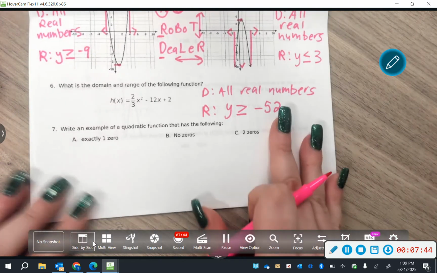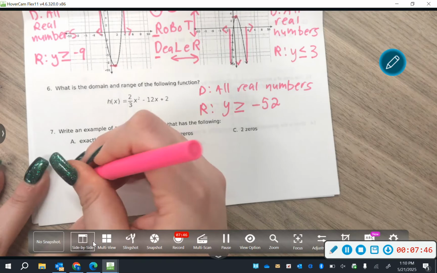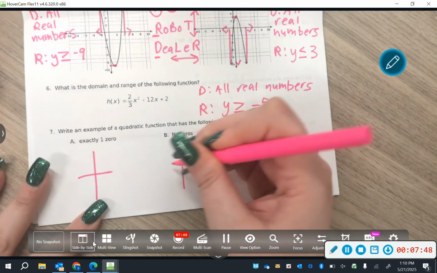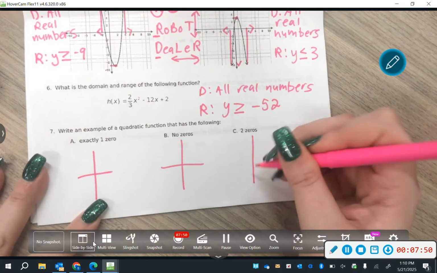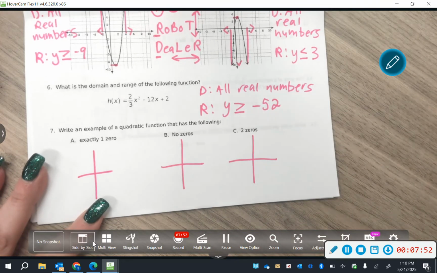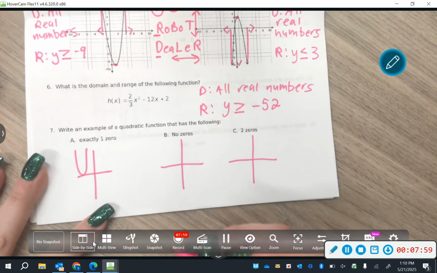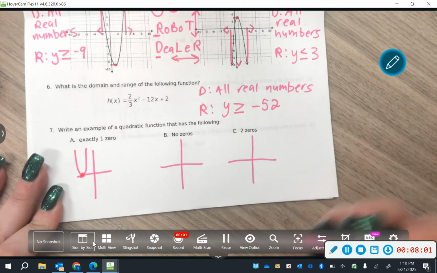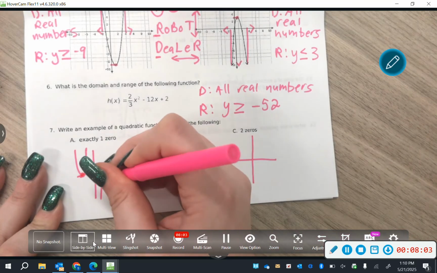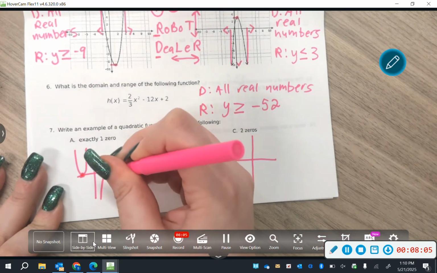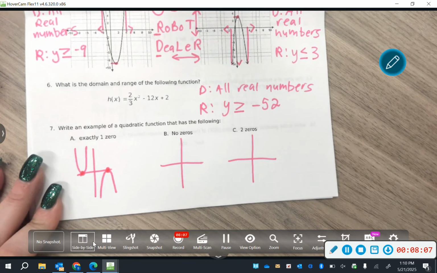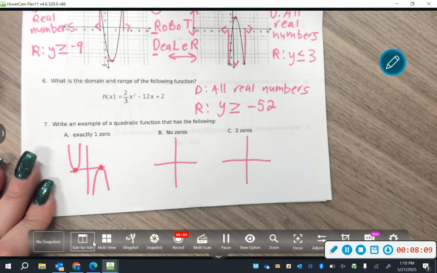On the bottom, at least here's what I had my kids do, is just sketch an example. I want them to be able to know, looking at a graph, how to know if it has 1 zero, no zeros, or 2 zeros. It has 1 zero if it hits the x-axis once. So that could be an example. You can even have one that's like this. It doesn't matter. They're both hitting the x-axis one time.